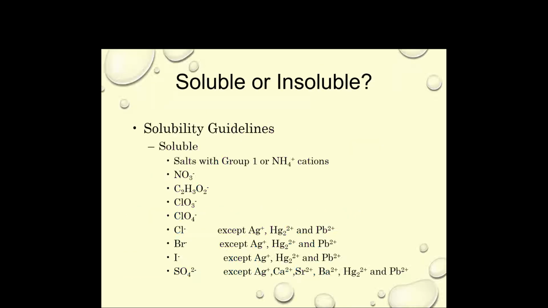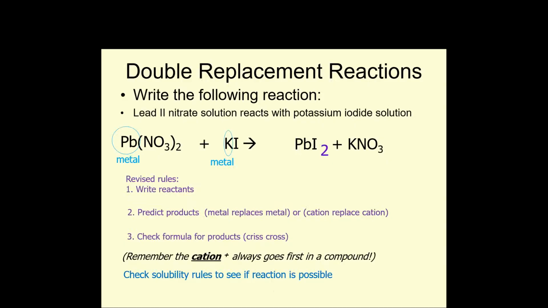Let's see. Lead iodide is going to be insoluble, so this is going to form a precipitate. So that lead iodide is a solid. What about potassium nitrate? Is that going to form a solid?